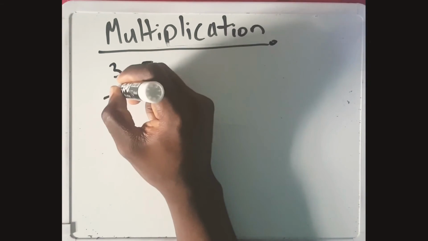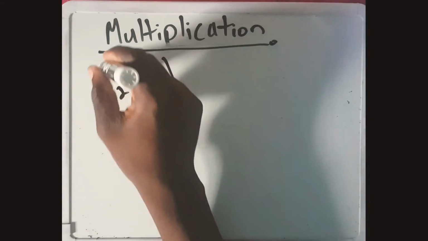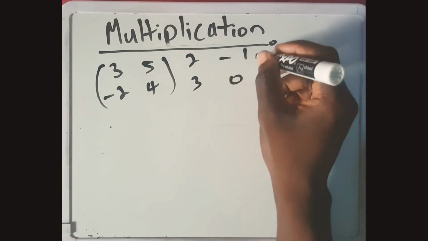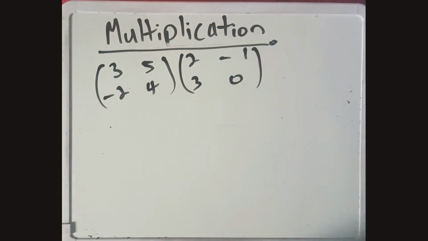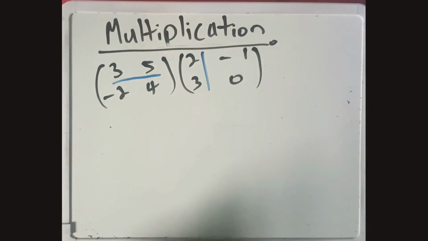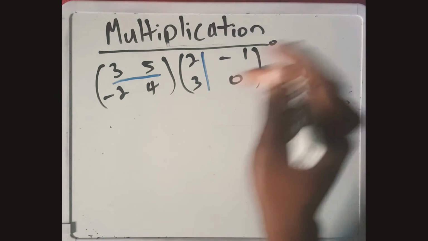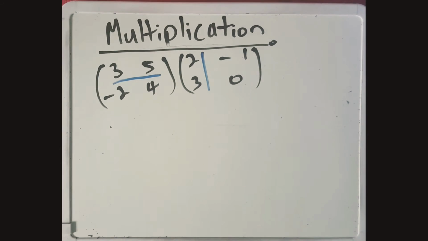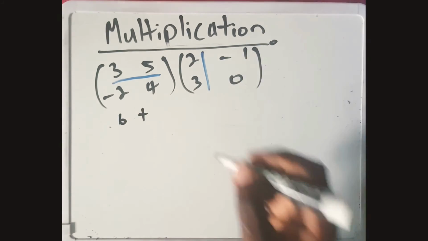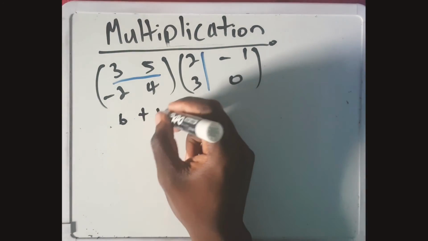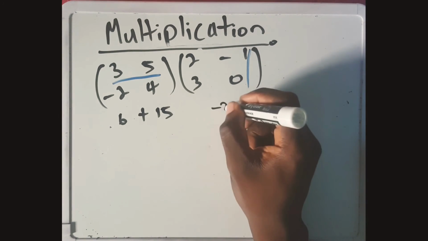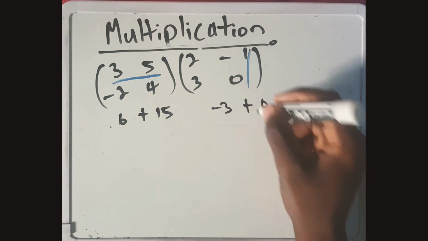Now take 3, 5, minus 2, 4, and multiply it by 2, minus 1, 3, and 0. So let's do that using the first row and first column, row by column. Both are 2 by 2, so it's compatible. So 3 times 2, which is 6, plus 5 times 3, 15. Moving to the next column: 3 times minus 1, minus 3, plus 5 times 0, 0.